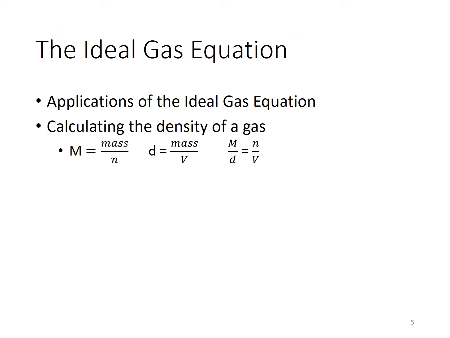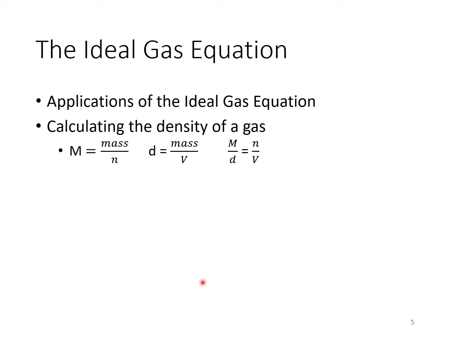All right. There's some other applications to the ideal gas equation. So for example, we can calculate the density of a gas and also the molar mass of a gas. Here, capital M is the molar mass of the gas, so grams per mole. And so that's mass divided by n, the number of moles. Density is also mass divided by volume.